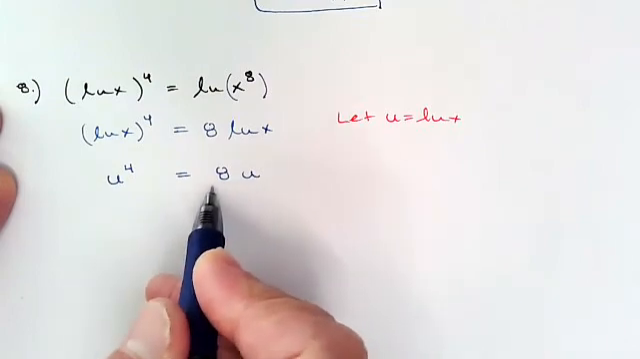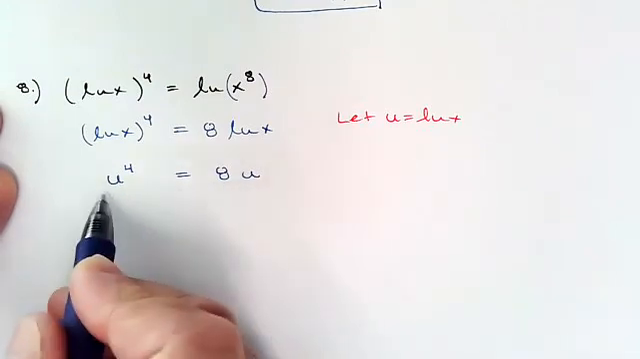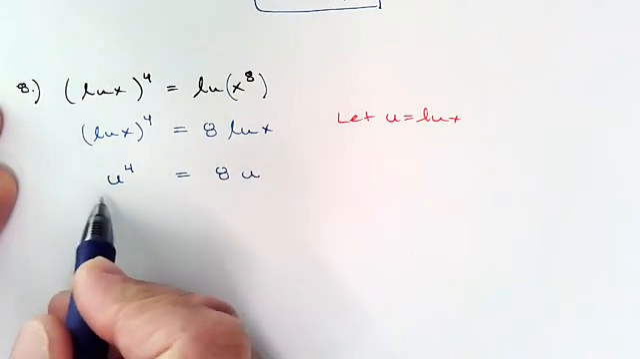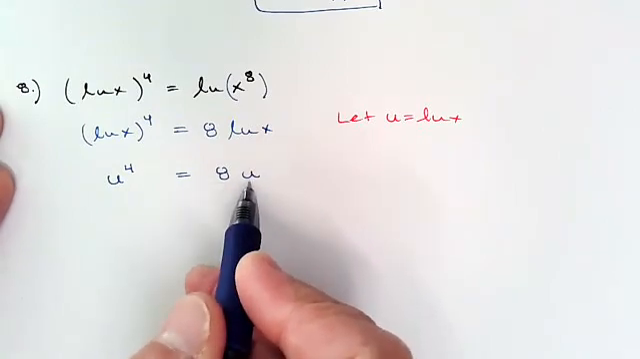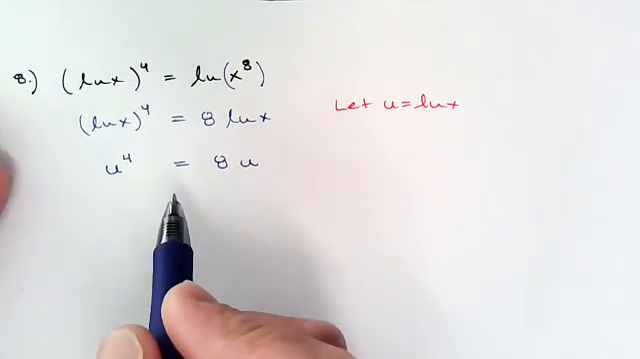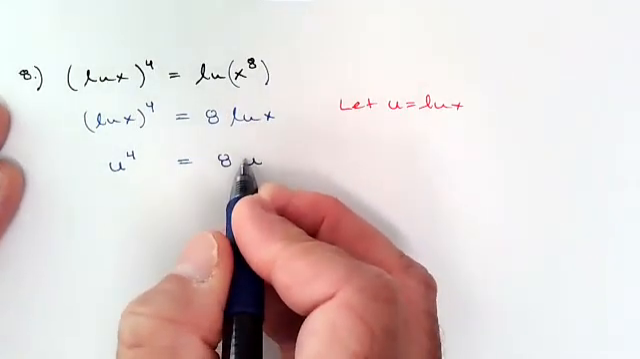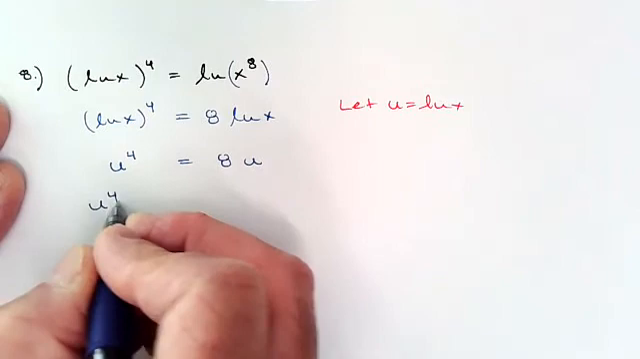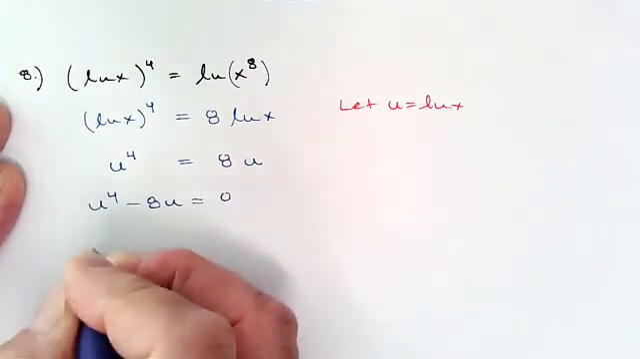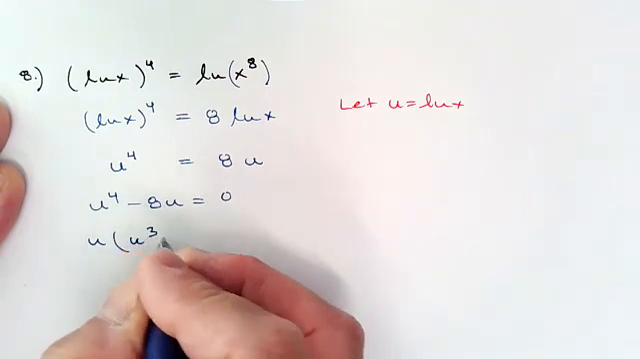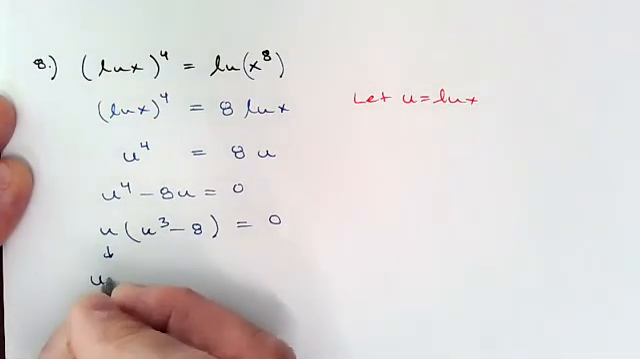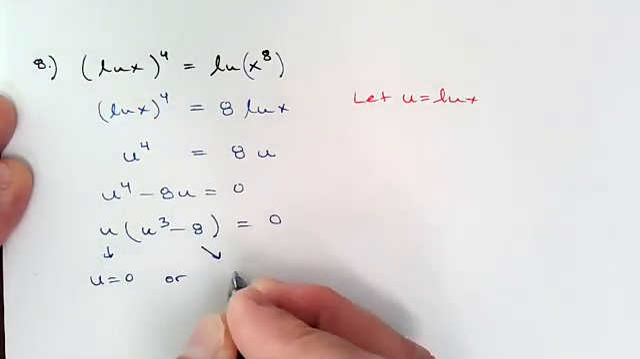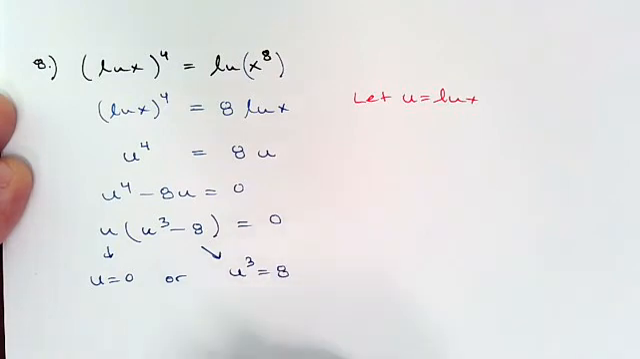Remember, one of the classic algebra mistakes is to divide both sides by u. If you do that, you're likely to lose an answer. So in general, you do not want to divide out variables. It's okay to divide out numbers, but try not to divide out variables. So instead of dividing by u, let's move 8u over and factor out a u. That's going to leave me with u times (u cubed minus 8). So in terms of u, I either have u equals 0 or u cubed equals 8, which the cube root of 8 is just 2.